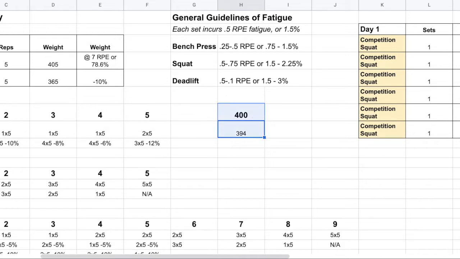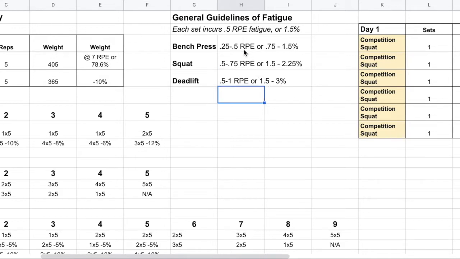To get even a little bit more specific, for bench press, I probably see it being about a 0.25 to a 0.5 RPE fatigue each set, or 0.75 to 1.5%. Bench just isn't as fatiguing, which is why people can typically do more top sets. Squat, 0.5 to 0.75 RPE, so 1.5 to 2.25%. And then deadlift, more fatiguing, about 0.5 to 1 RPE, or 1.5 to 3%.